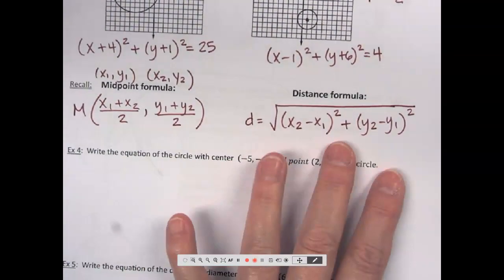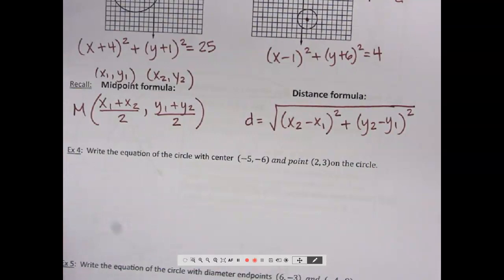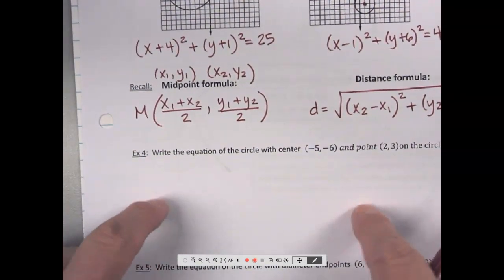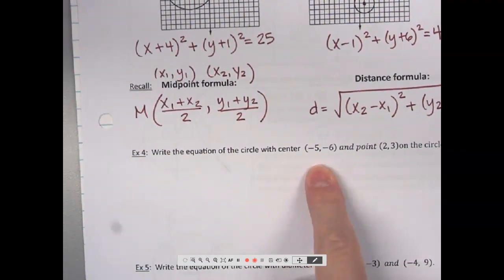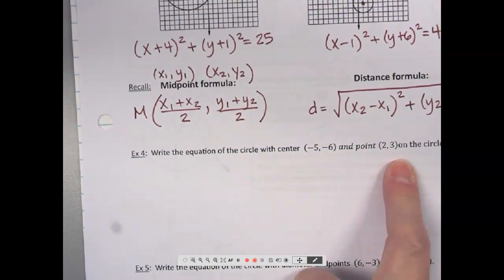Okay, so here's our distance, here's our midpoint. Why on earth are we talking about that? Because of the next example. Write the equation of the circle with this center and this point on the circle. So I'm not giving you the radius, am I? We're going to have to find the radius.